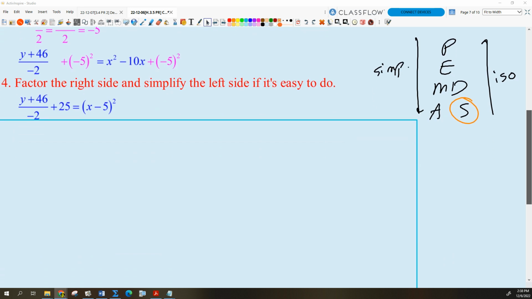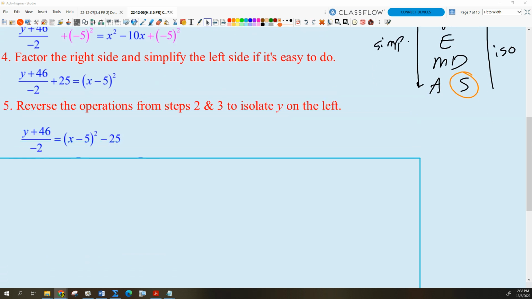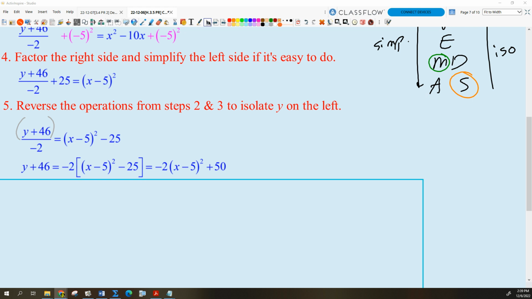So we subtract the 25 from the right side. Now what? Yeah, I have to multiply by -2. Again, how come? Because I've got implied parentheses around the top. If I work my way up, the next thing I would do is multiply or divide outside of parentheses. So the next step would be that one. If I multiply each side by -2, it's going to cancel the -2 from the denominator. So I just end up with y plus 46.